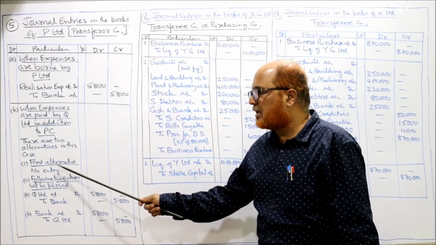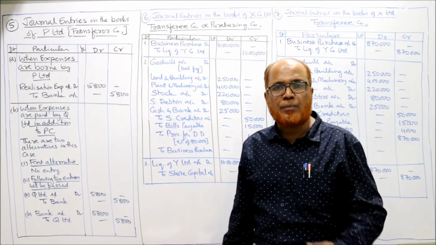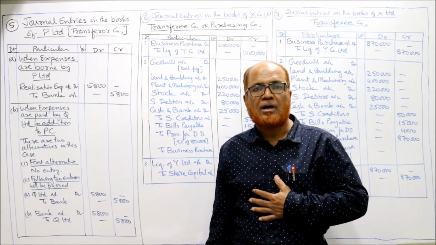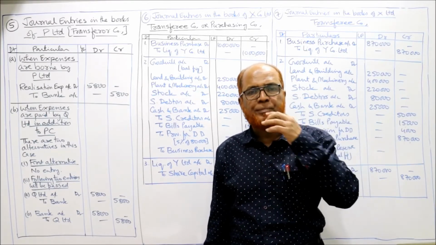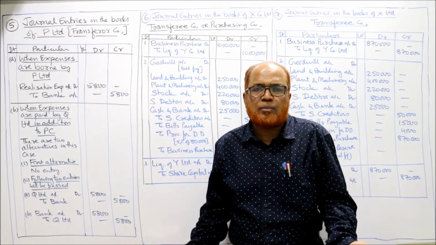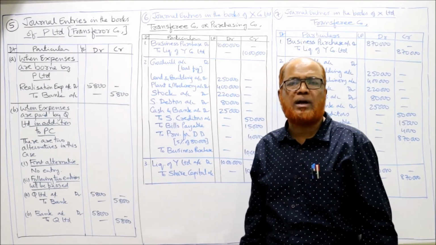The first alternative is no entry at all. Suppose my company is P Limited. I will not pass any entry because realization expenses are paid by Q Limited. Q Limited खुद pay कर दे रहा. तो why to pass any entry? Ignore. No entry will be passed.